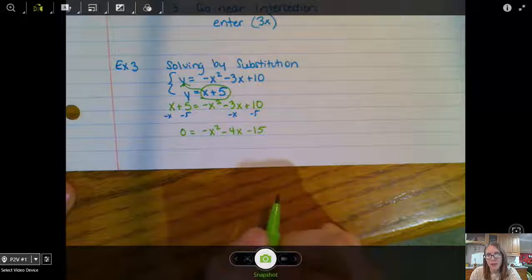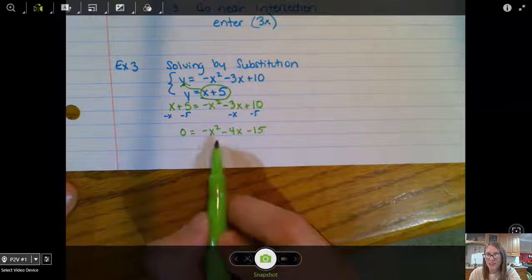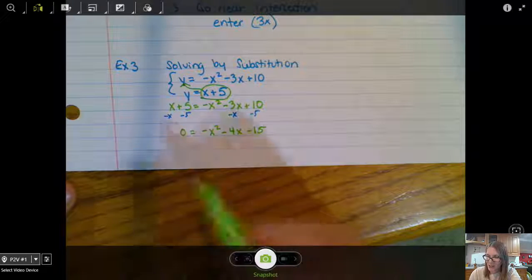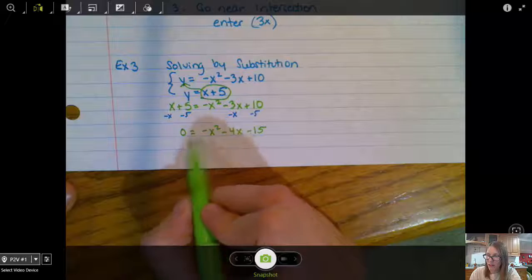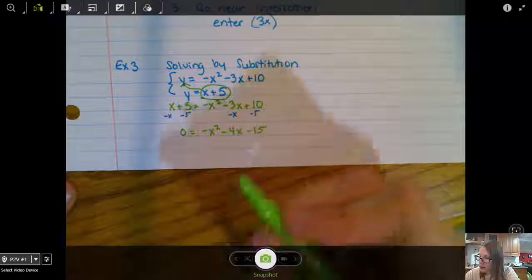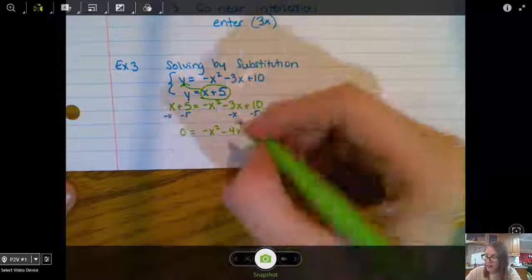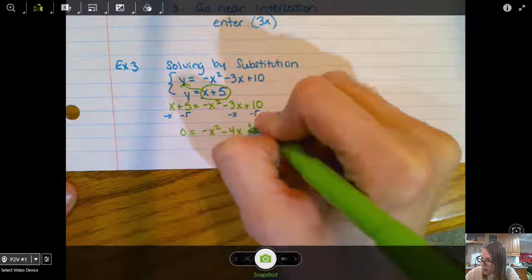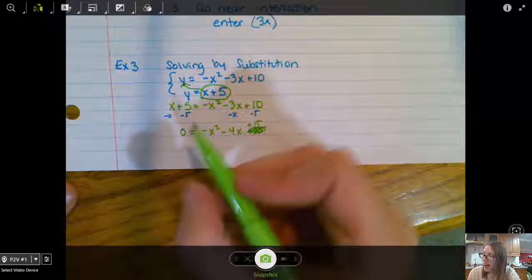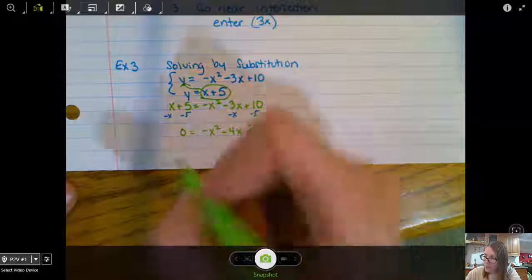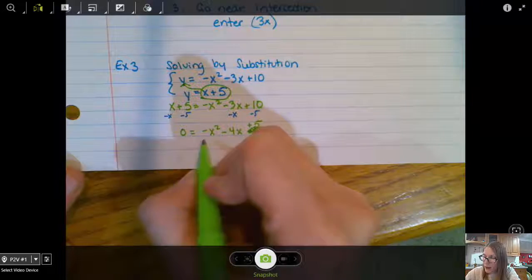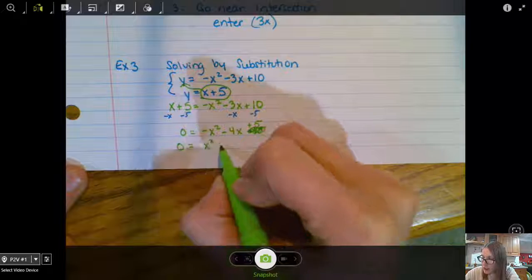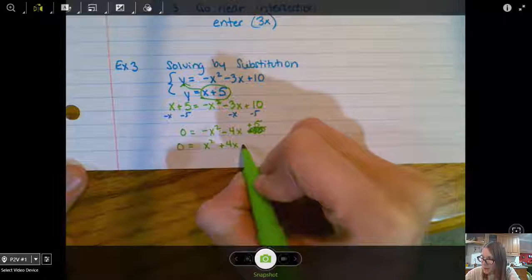minus 15. And I don't really like the fact that this is a negative 1 here. Okay, so what am I going to do to fix this? I am going to divide everything. Oh, goodness. This should be a plus 5. Whoops. Okay, that's a plus 5 here. I don't like that this is a negative 1x squared. So I'm going to divide both sides by negative 1, which gives me 0 equals 1x squared plus 4x minus 5.